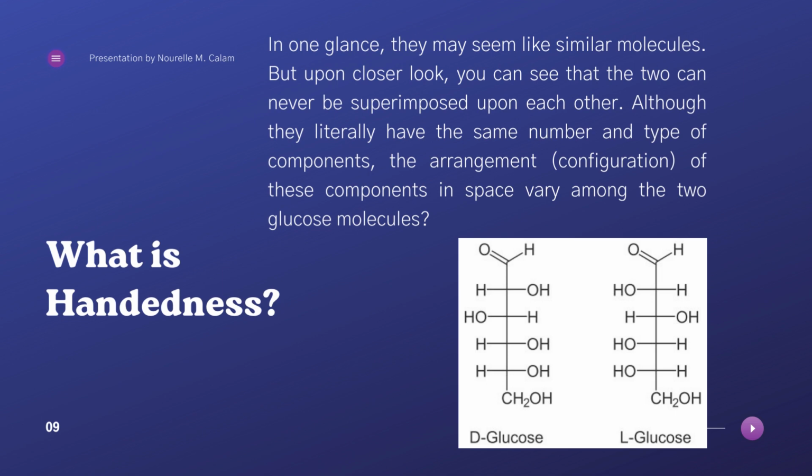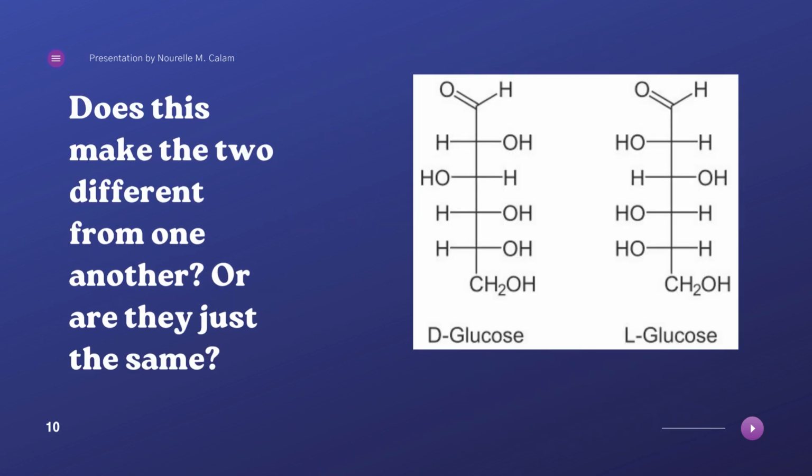So that is what I'm just trying to explain with the property of handedness. Technically, what you just have to remember is that a lot of molecules in nature, especially our focus for our discussion, the carbohydrates, exist having this property, the property of handedness, making them exist in two different forms, two different molecules. Now, question, does this make the two different from one another, or are they just the same?